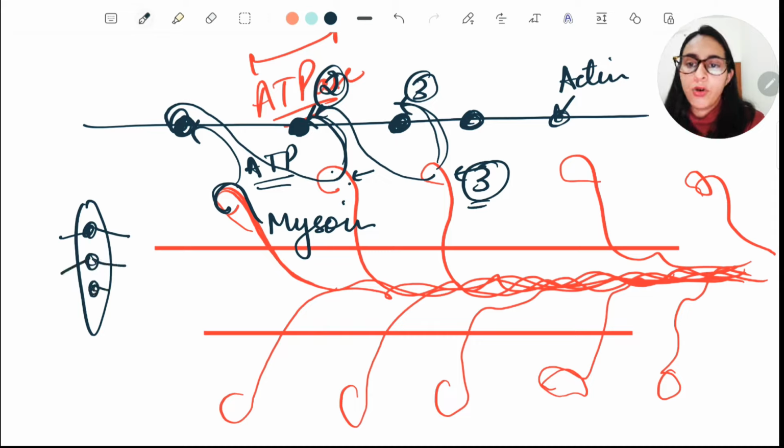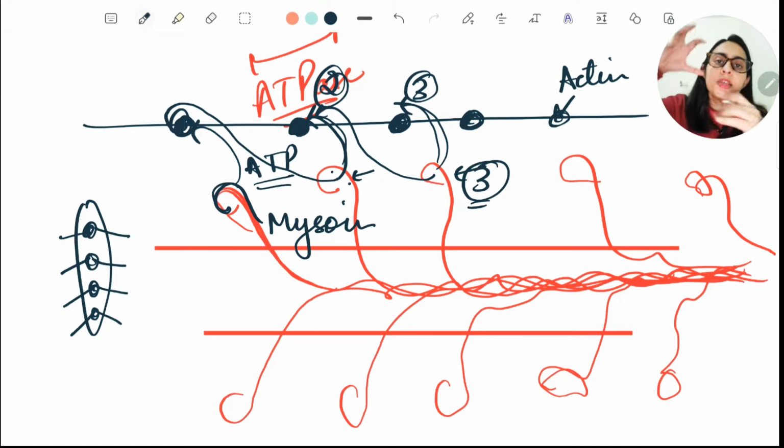So if you have seen competitions of rowing of a boat, they row together. All of these myosin heads cling to the actin, they detach, this detachment requires ATP, and then they attach to another actin. So this is how the contraction of the muscles takes place, and this phenomenon is known as cross bridge cycling.